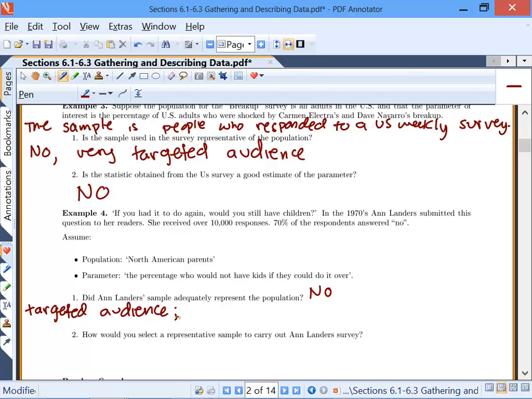Okay, so what happened is she asked the question, and then people sent in their responses. This is what we call self-response. Anytime people choose whether or not to respond to something, they usually already have strong opinions. If you're going to bother to send in a response, especially when you had to put it in an envelope and put a stamp on it, you probably feel very strongly about this question. So anything where people self-choose to respond to a survey, you're going to get biased results.